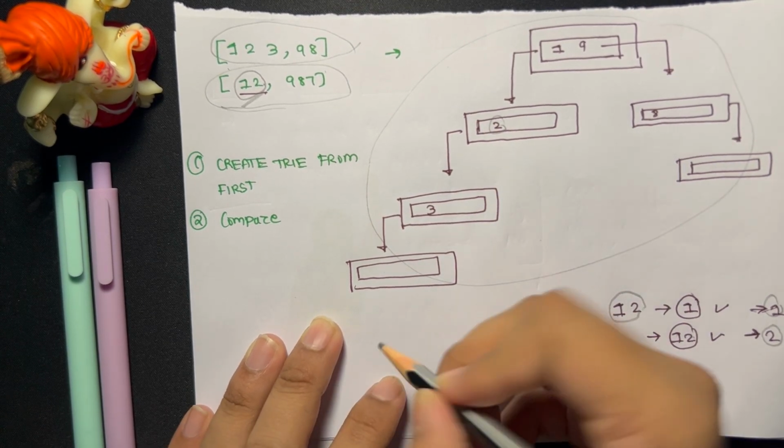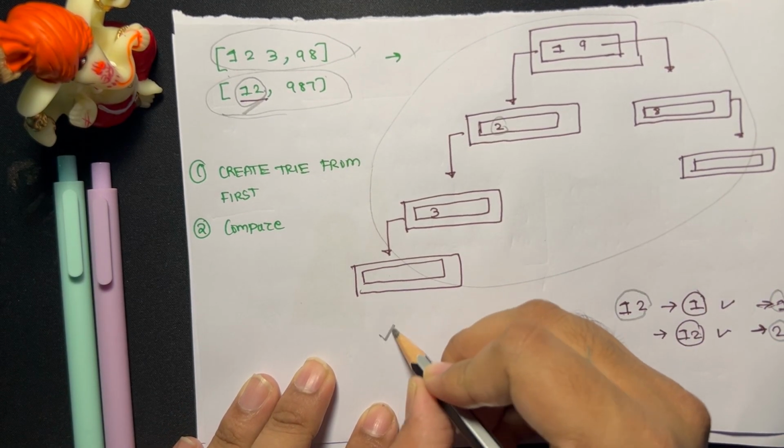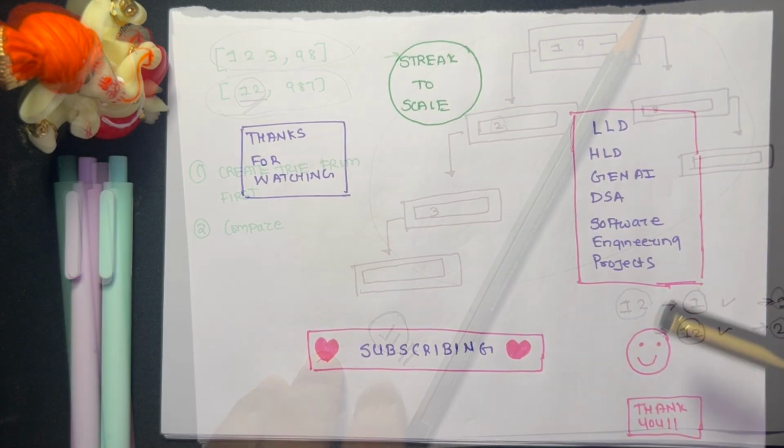Okay, so I will request you guys to read about the trie data structure and try to implement the code for this yourself. It is easy only. You will learn a lot. Okay, that's it for this problem.